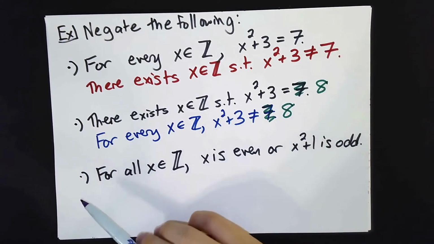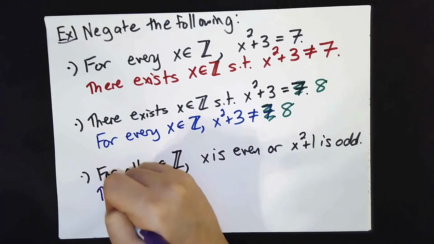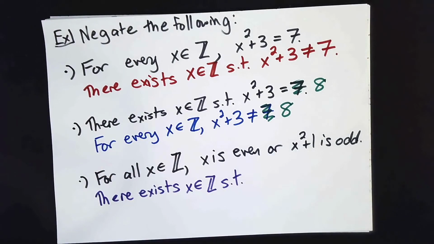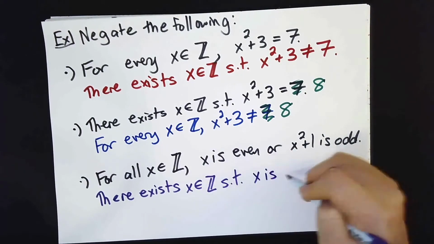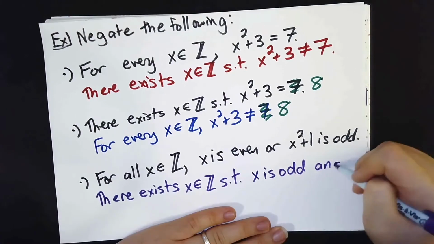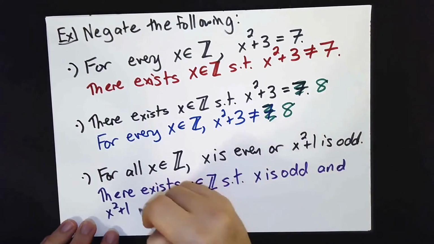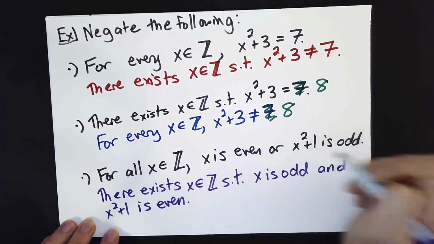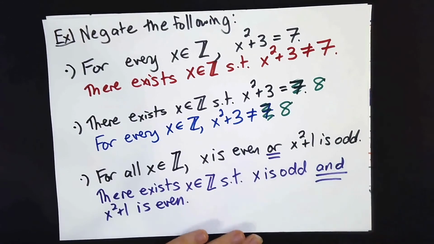Okay. Now, how about for all x in Z, x is even or x squared plus 1 is odd? Okay, so this for all becomes there exists. And here I have to make sure I have not forgotten everything we've learned about negating statements that have the various other logical joiners, like or in this case. So this becomes such that x is odd, and x squared plus 1 is even. Okay, again, the or became an and, and I negated each of these pieces.